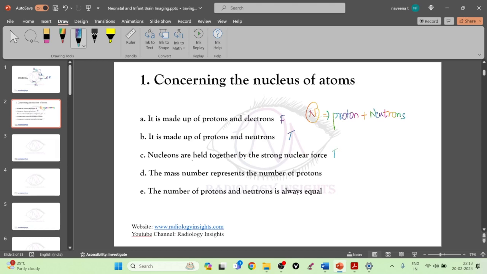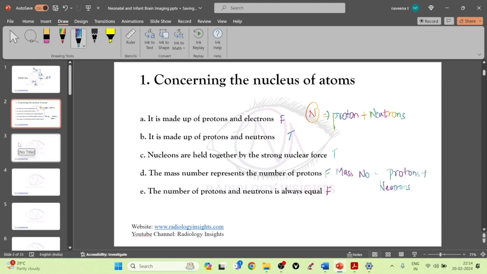Nucleons are held together by a strong nuclear force. This is also true. The mass number represents the number of protons. Actually, the mass number represents the number of protons along with the number of neutrons. Protons plus neutrons is called the mass number. So this is false. Number of protons and number of neutrons is always equal? No, it is not always equal.